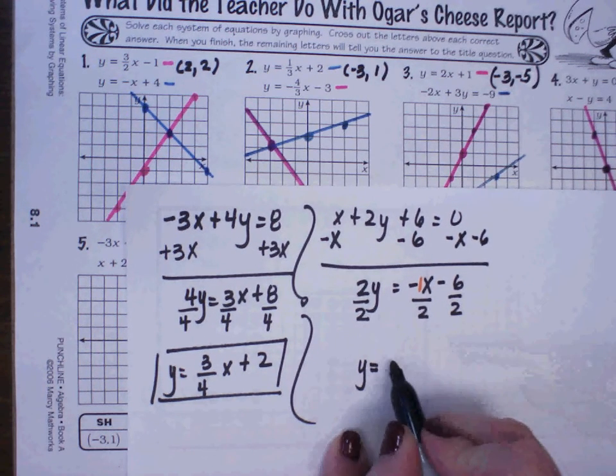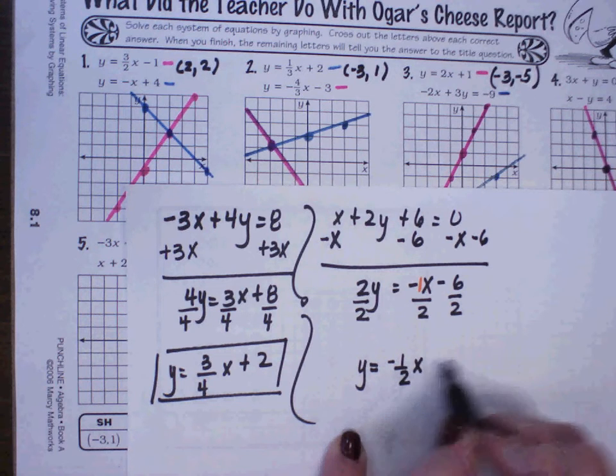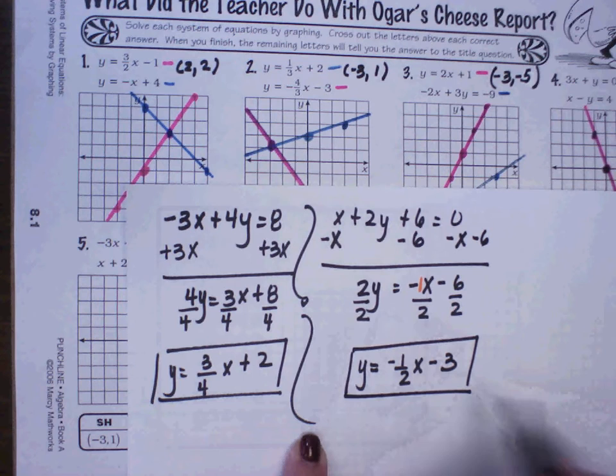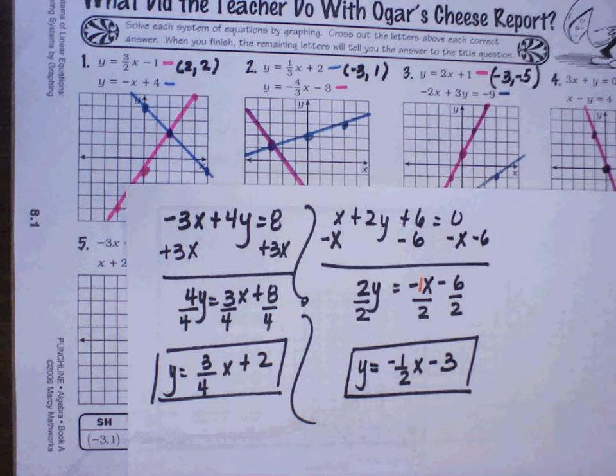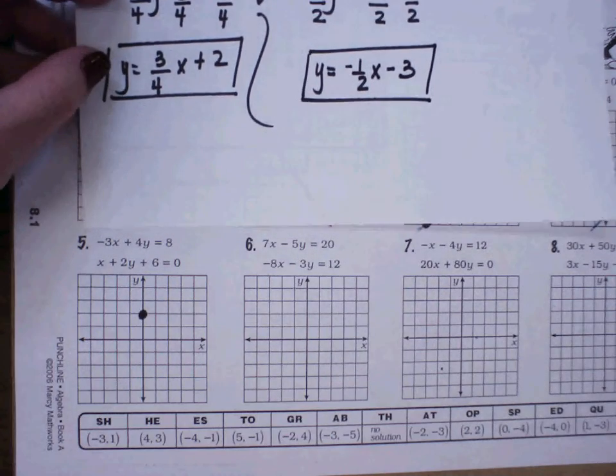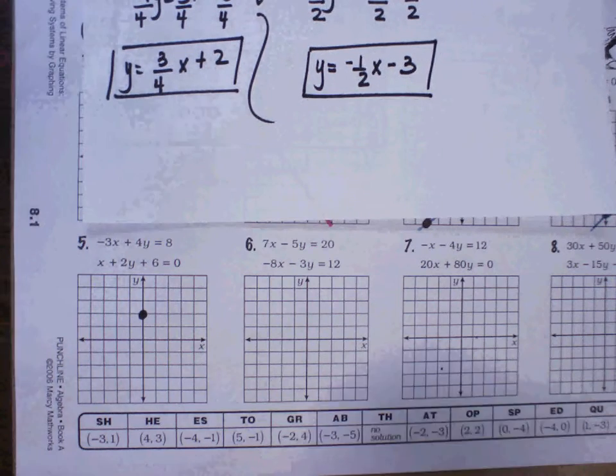All right, we're ready to graph. The first one, where do you start? On 2. It is positive, so it is going up, right? 1, 2, 3, and 4.